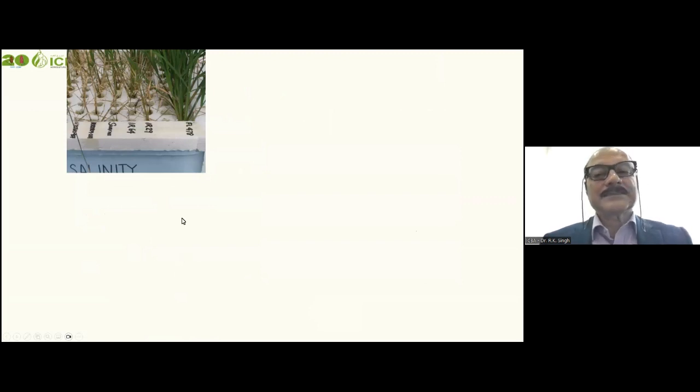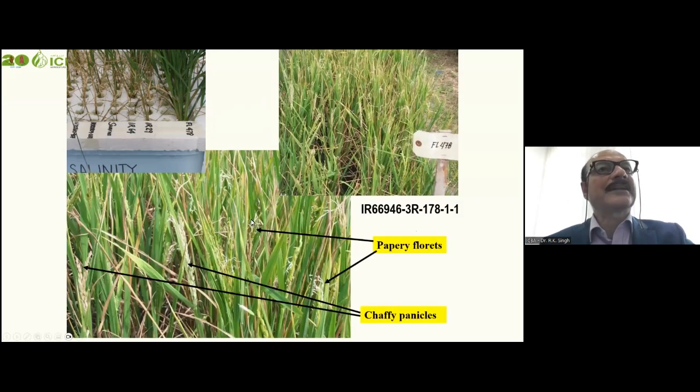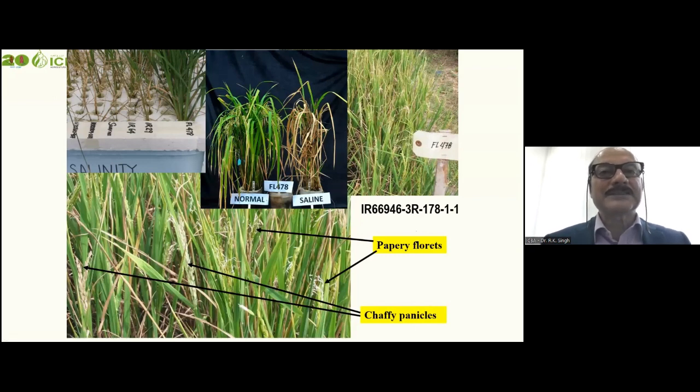However, as we mentioned, these two stages are not related. The same FL478, which is very tolerant at the seedling stage, is sensitive at the reproductive stage. You can see here the same variety with papery florets and chaffy panicles. It is very sensitive at the reproductive stage. So can both stages be screened together? No, you have to screen separately, because you need a plant or genotype that can grow through salinity throughout the growth period.